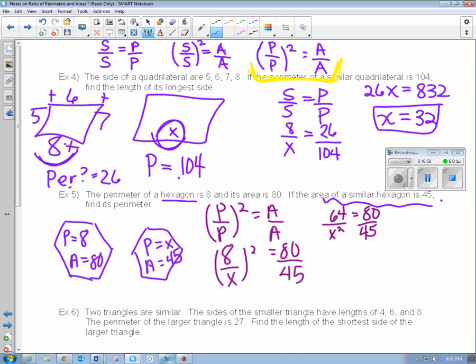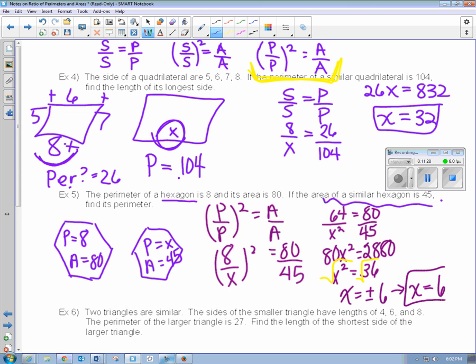And then I'm going to cross multiply. So 80x squared equals 2,880. Solve for x by dividing by 80 is my first step, which gives me 36. And then to use Connor's rule, how do we get the x alone? We have to put that little thing over it, which means that we're square rooting, which means I'm going to get x equals plus or minus 6. Remember, you get 2 answers, but we're only keeping the positive one.